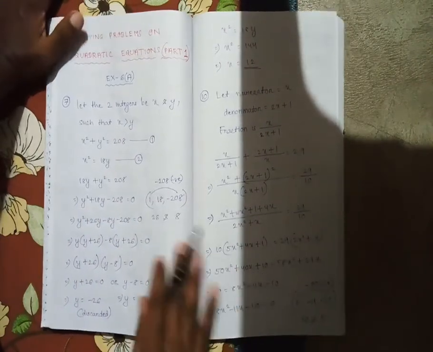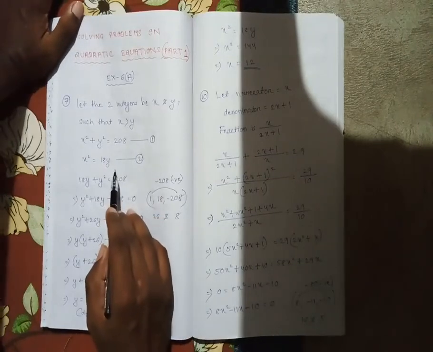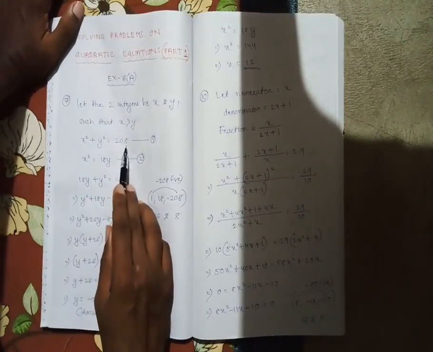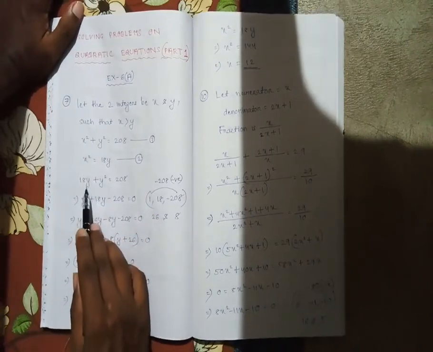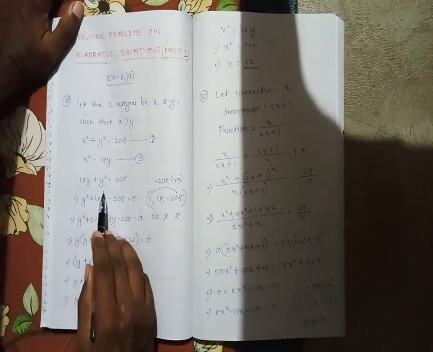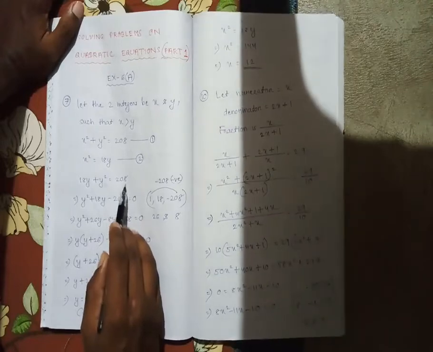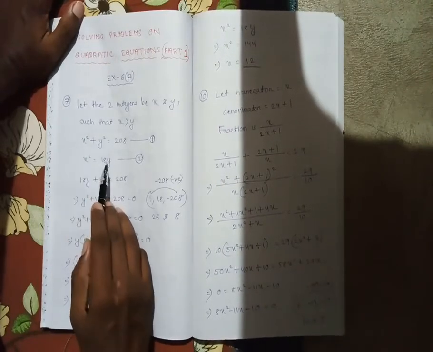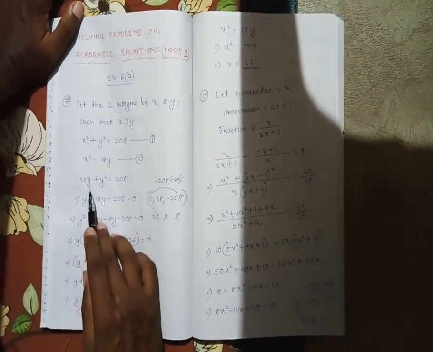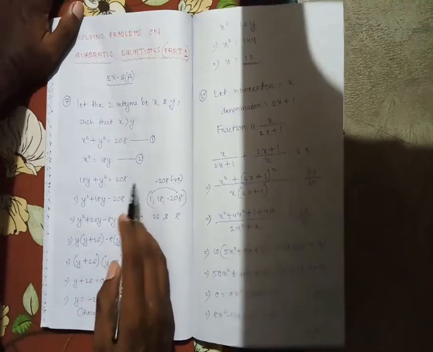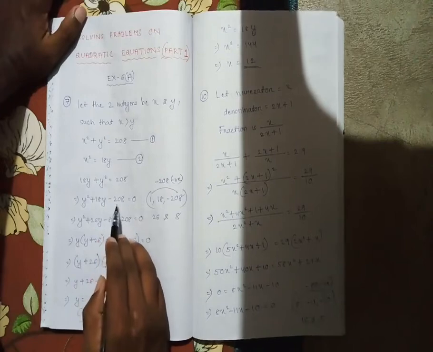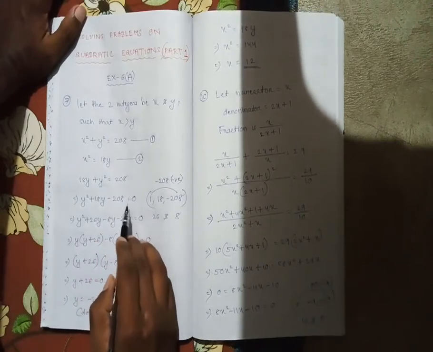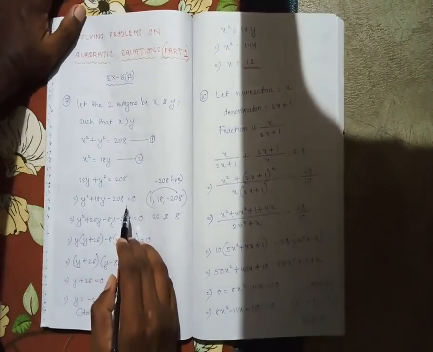Now we can put equation 2 in equation 1. So on doing that we get 18y plus y square is equal to 208. In place of x square we have put 18y. Bring it to standard form: y square plus 18y minus 208 is equal to 0. So this is a quadratic equation in standard form.